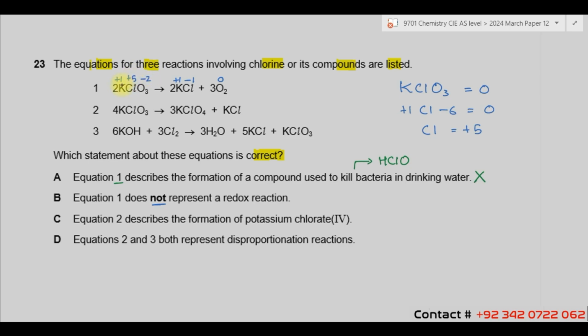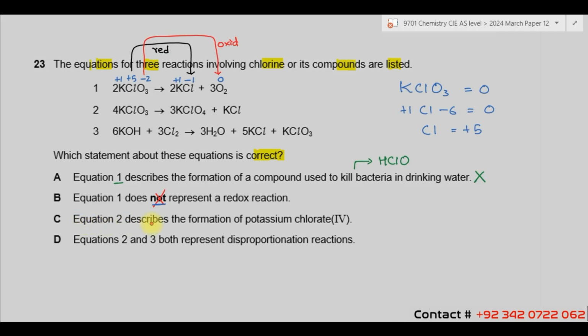Let's see if there is any change. So potassium does not change. Chlorine goes from +5 to -1, which is reduction. Oxygen goes from -2 to 0. This is oxidation. So equation 1 does represent a redox reaction.